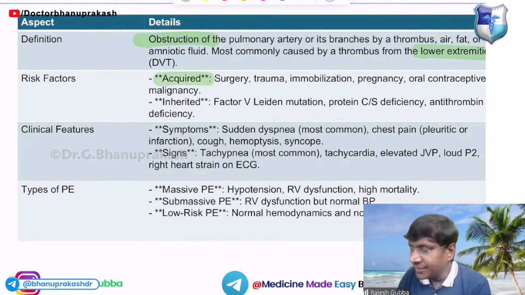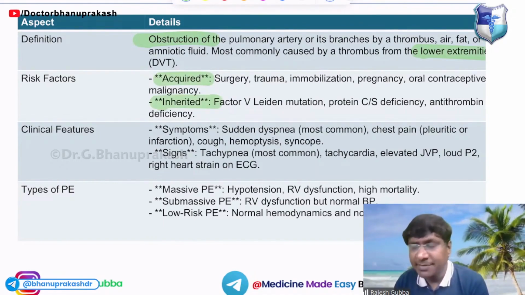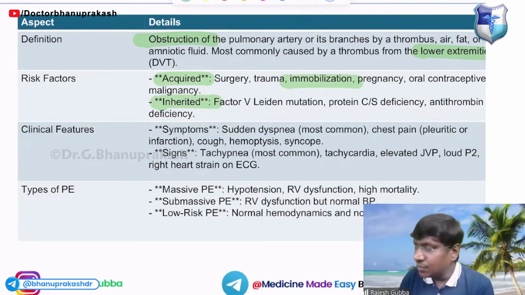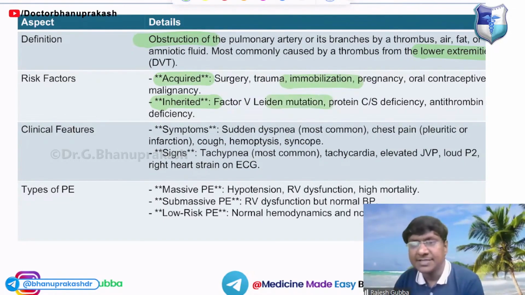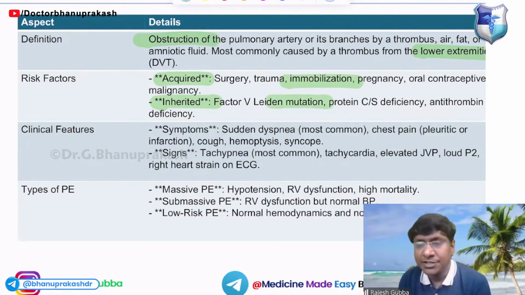Then you have acquired causes and inherited causes. Acquired causes are mainly surgery, trauma, immobilization, pregnancy, and oral contraceptive pills, which are rich in estrogen. And inherited causes will be mainly the hypercoagulable states, like factor V Leiden mutation, protein C deficiency, antithrombin III deficiency. That will be the inherited causes.